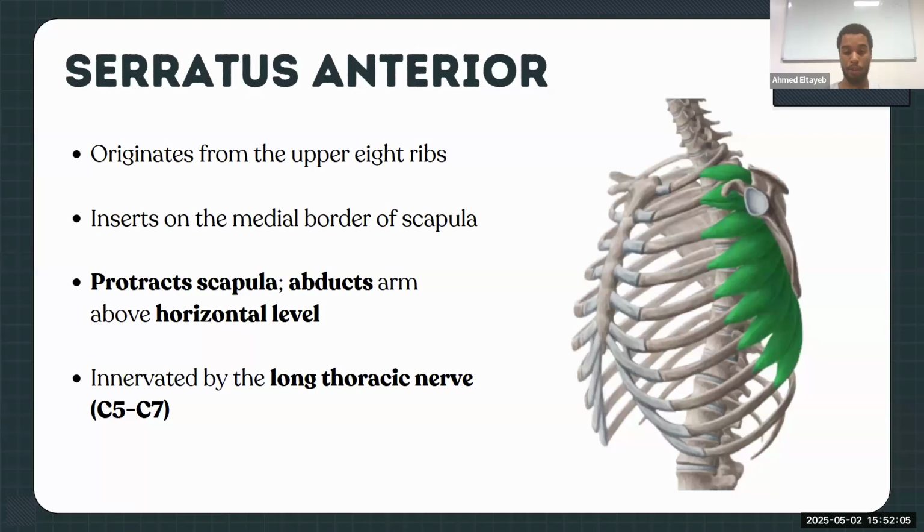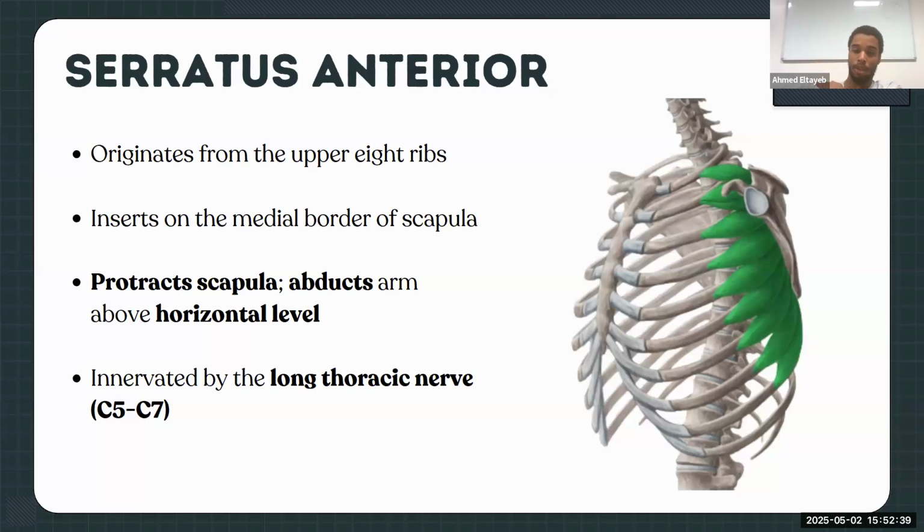And finally, for the pectoral region, we have the serratus anterior. The serratus anterior originates from the upper 8 ribs, and it inserts on the medial border of the scapula. Because it inserts on the medial border of the scapula, when it contracts, it brings the scapula in, it protracts the scapula. And also, we said the supraspinatus initiates abduction from 0 to 15 degrees, the deltoid from 15 to 90 or 100 degrees. What's next?